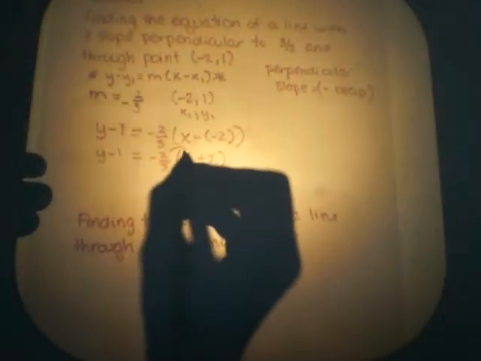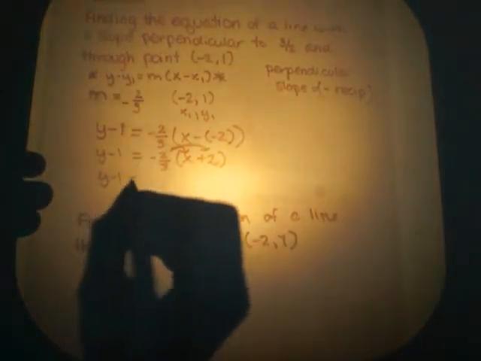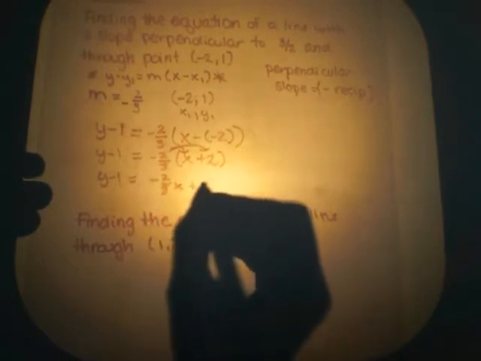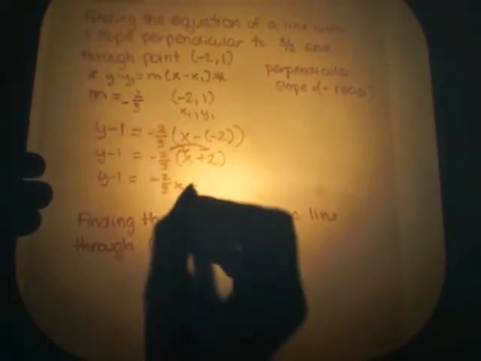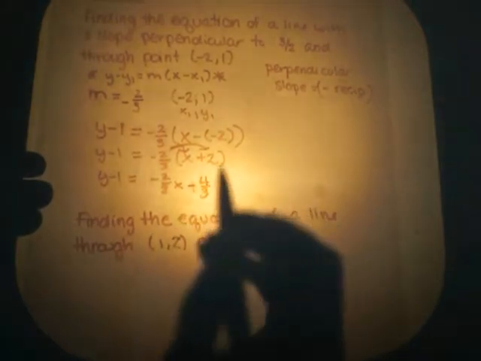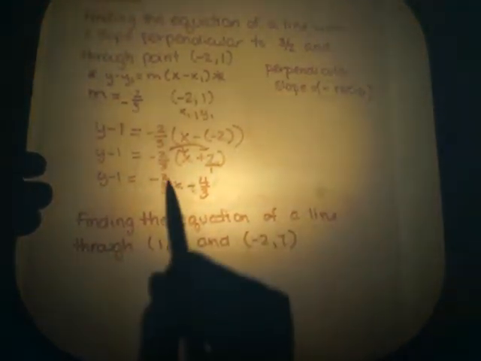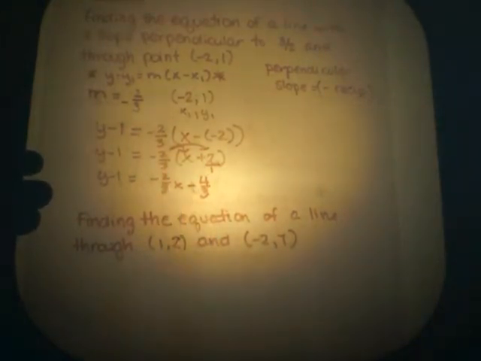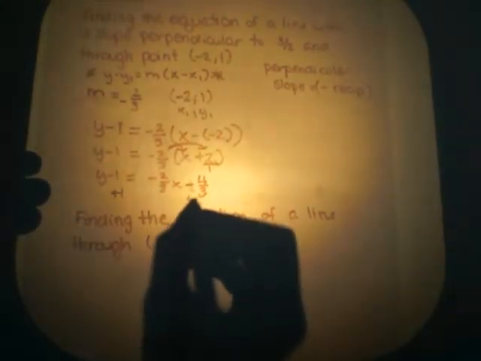simplify a little bit. So we're going to distribute the -2/3. y minus 1 equals -2/3 x minus, because positive times negative will be negative, 4/3. And remember, when we multiply fractions, we put it over 1 and multiply the tops, -2 times 2, and the bottoms 3 times 1. So you'll have -4/3. To finish it up, we'll add 1 to both sides to get the y by itself.